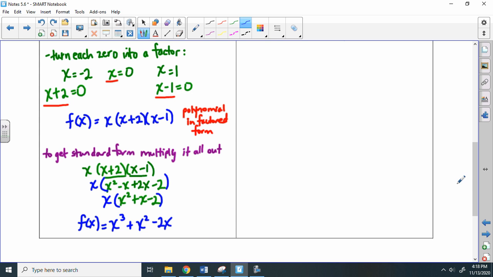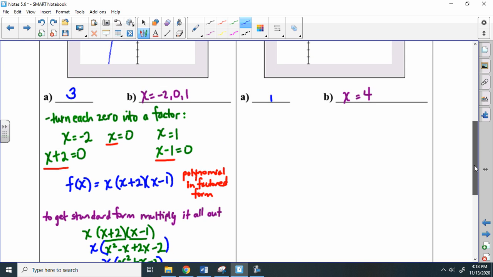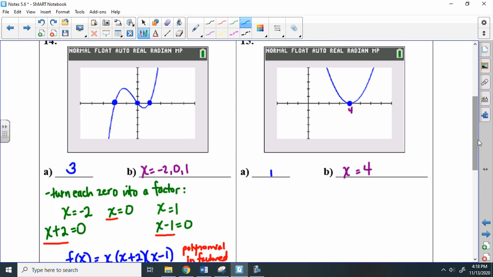Okay, so let's go back and do the second one here. We have a parabola, and we only have one solution. We're going to take that solution and turn it into a factor by making it equal to 0.